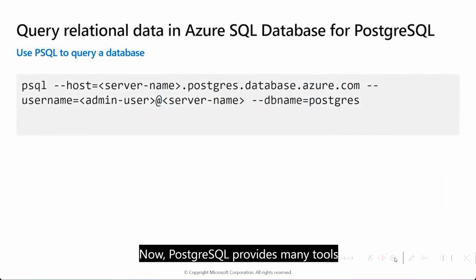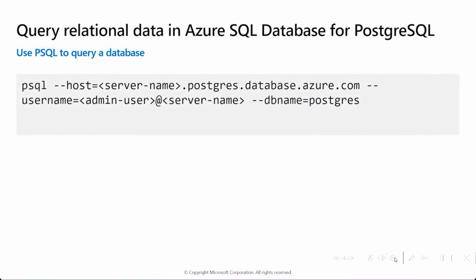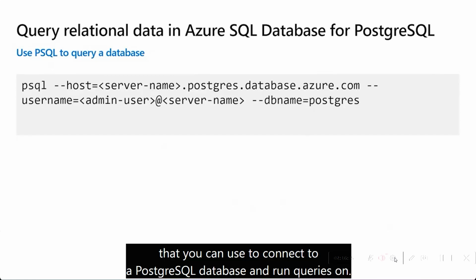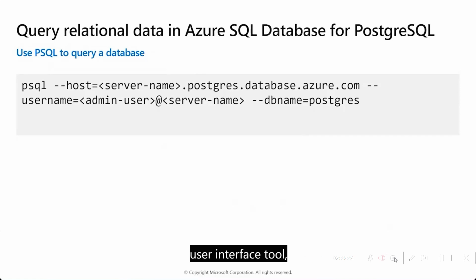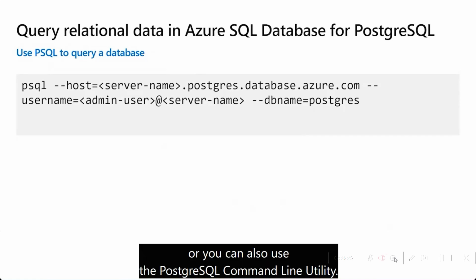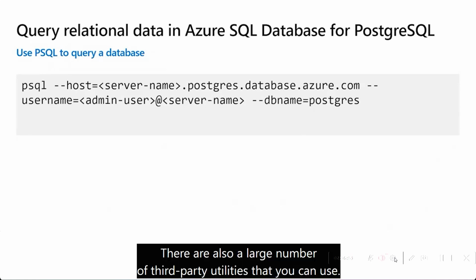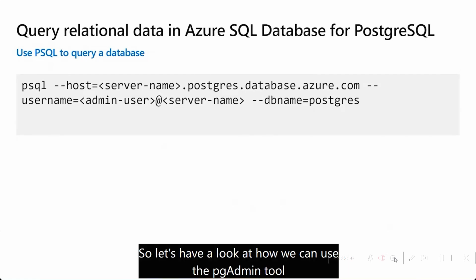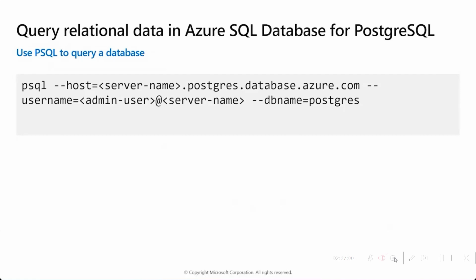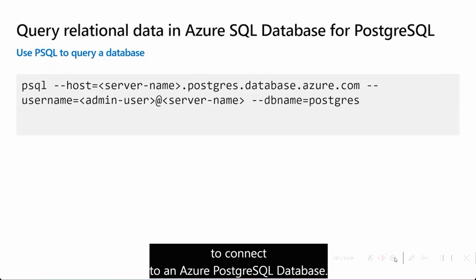Now, PostgreSQL provides many tools that you can use to connect to a PostgreSQL database and run queries on. These tools include pgAdmin, which is a graphical user interface tool, or you can also use the psql command line utility. There are also a large number of third-party utilities that you can use as well. And so let's have a look at how we can use the pgAdmin tool to connect to an Azure PostgreSQL database.